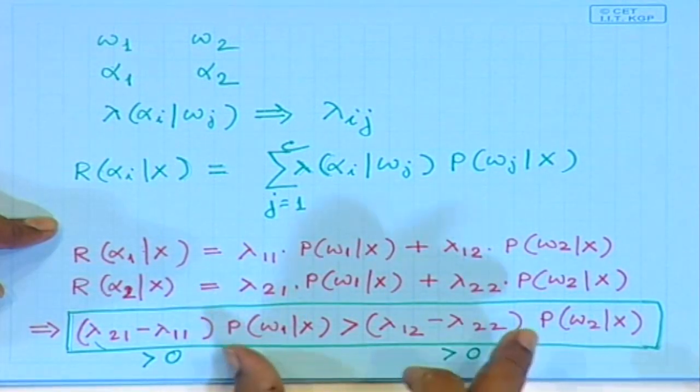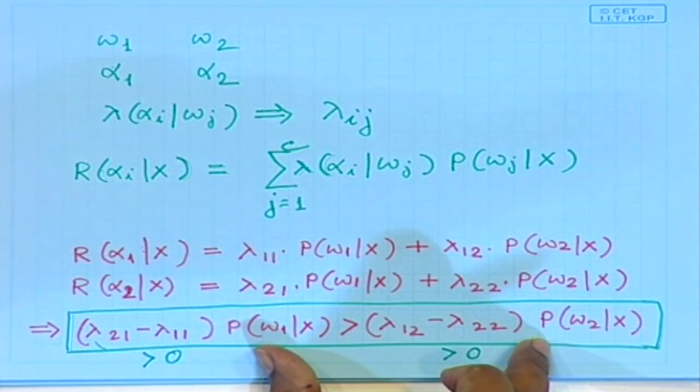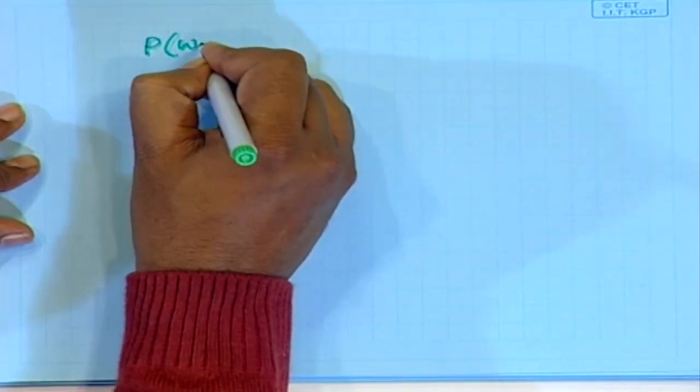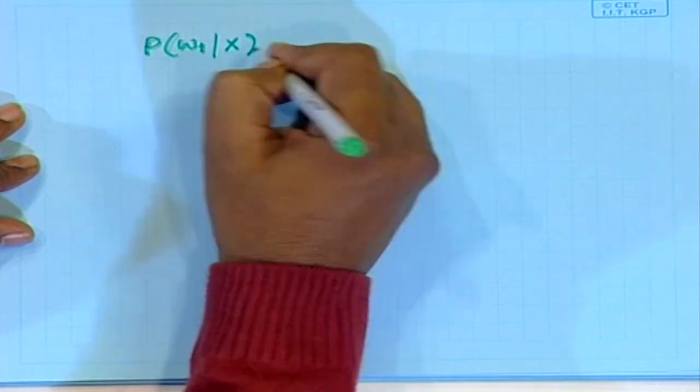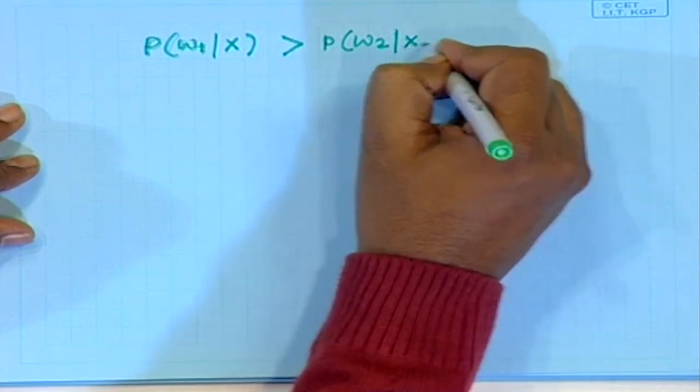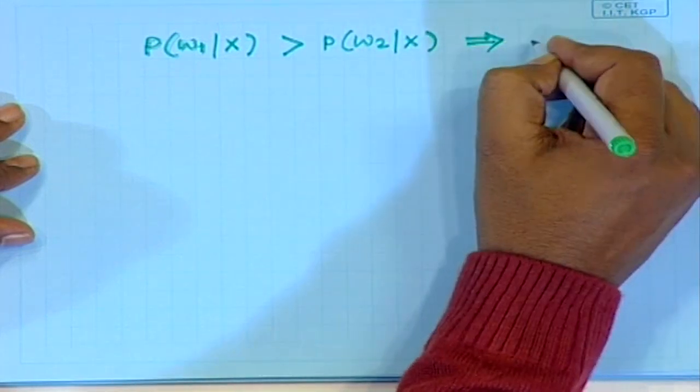Now, I can compare this with the Bayes decision or minimum error classification that we have done earlier. Over there our condition was p of omega 1 given x, if it is greater than p of omega 2 given x, then we have decided in favor of class omega 1.